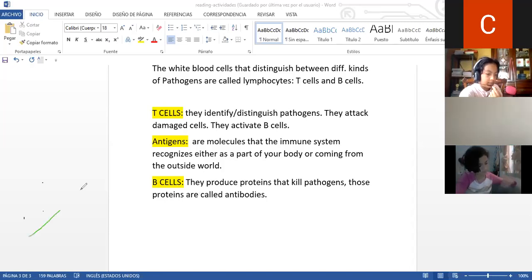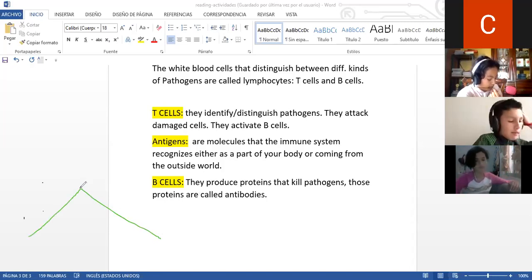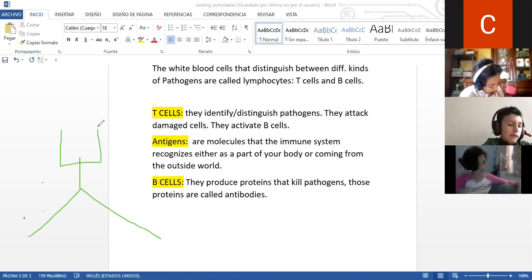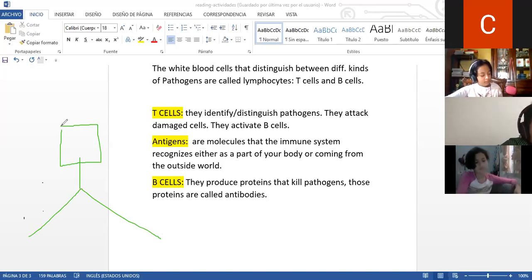Like a square. So you guys draw a square-like antigen. You guys continue with the other two.